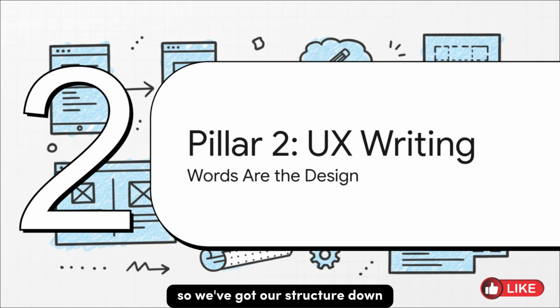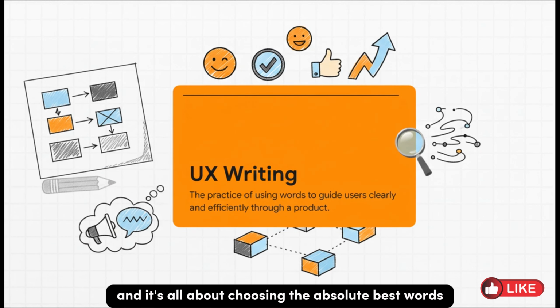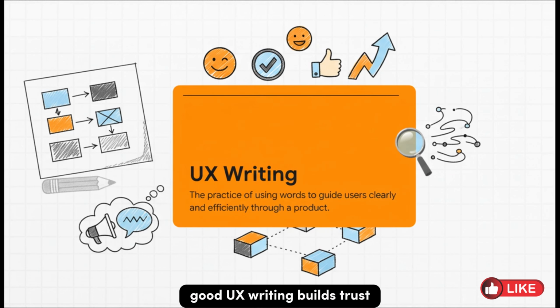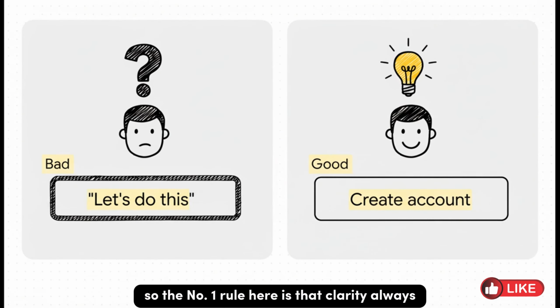Okay, so we've got our structure down. Now for the second pillar, and this one is just as important, the words. Because at this stage, the text you use isn't just some placeholder, it is the design. This is a whole field called UX writing, and it's all about choosing the absolute best words to guide users, to cut down on their confusion, and to help them get things done. I mean, good UX writing builds trust and makes a product feel totally effortless. So the number one rule here is that clarity always wins over being clever. A button that says, "Let's do this," might sound kind of fun, but what does it mean? Create account, on the other hand, tells the user exactly what's going to happen.